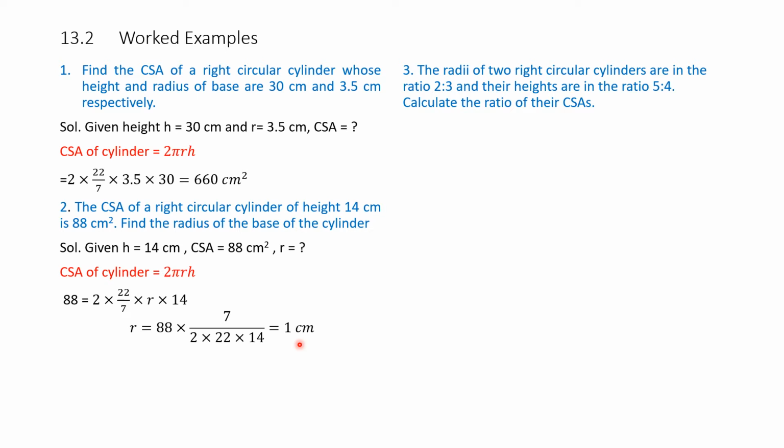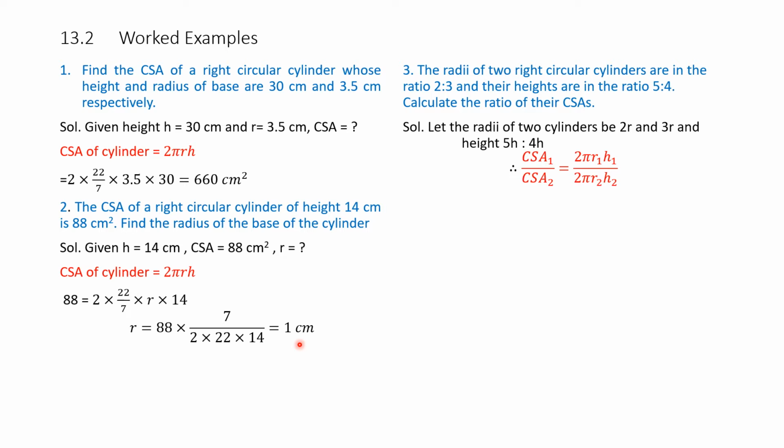If the radius of cylinder 1 is 2, then the radius of cylinder 2 is 3. Similarly, the height of the first cylinder is 5 and the height of the second cylinder is 4 in terms of ratio. And the required answer is also asked in terms of ratios. Therefore, we have to apply the formula and divide it. Let the radii of the two cylinders be 2r and 3r and the heights be 5h and 4h.